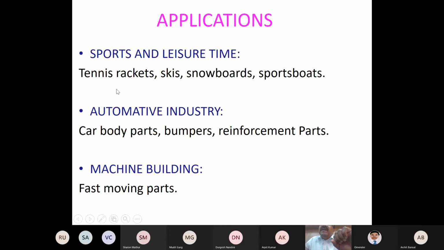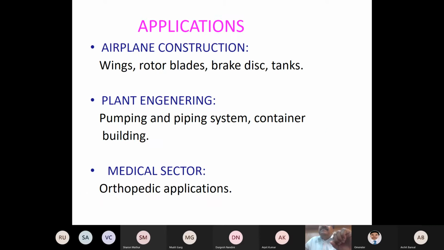sports and leisure time like tennis rackets, skis, snowboards, sports boards, automotive, car body parts, bumpers, reinforcement parts, machine building, fast moving parts, and many more. Plant engineering like pumping and piping systems, container building, even the medical sector like orthopedic applications. So mainly as a preform for composite manufacturing.